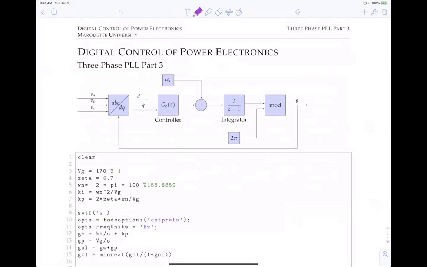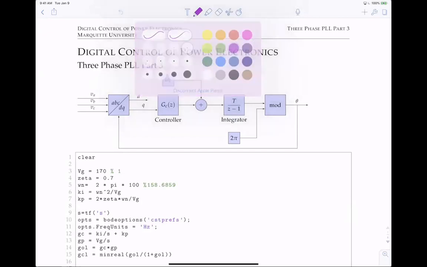In this section we're going to talk about the three-phase PLL. We're going to talk about converting it to a floating point controller, and we're also going to use the Tustin approximation. Okay, so let's recall the major components.